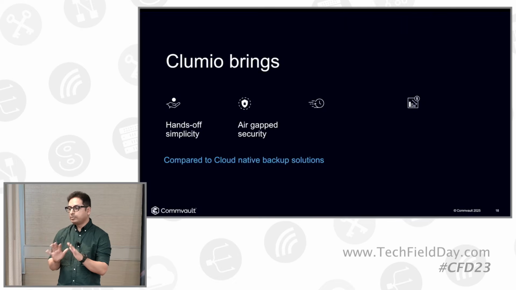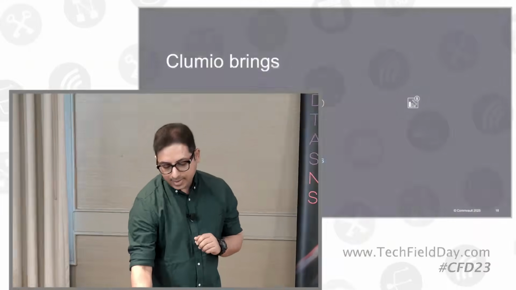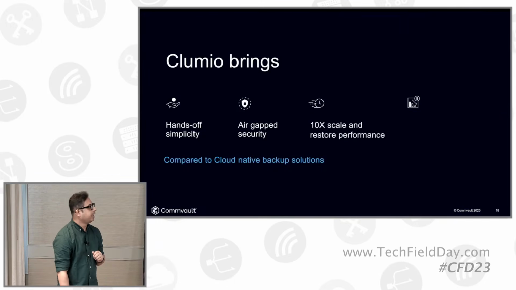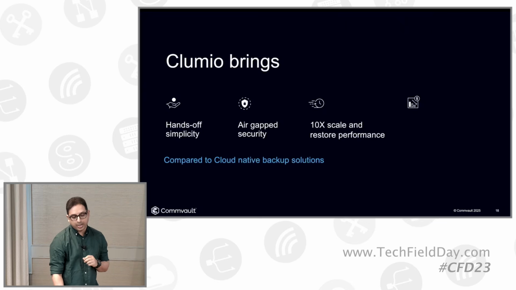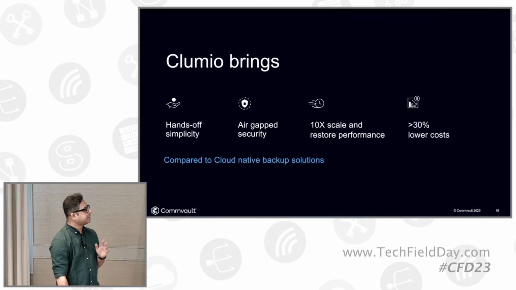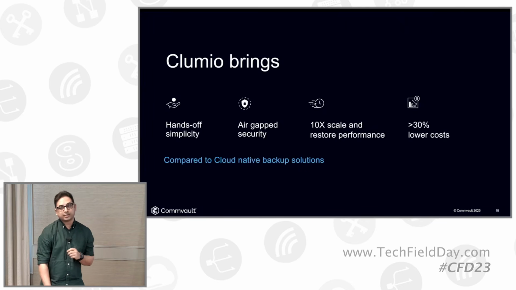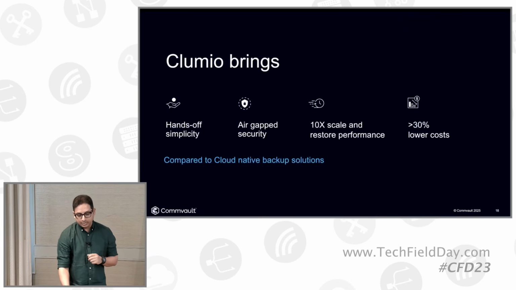And then how does this differ from Metallic? So we are AWS. We provide backups only for AWS services. Metallic is SaaS as well as the other services as well. And it's air-gapped and immutable by design. And we have high scalability and performance. In fact, our restore performance is 10x that of our competitors. And we do all of this at 30% lower costs compared to the other products in the market.